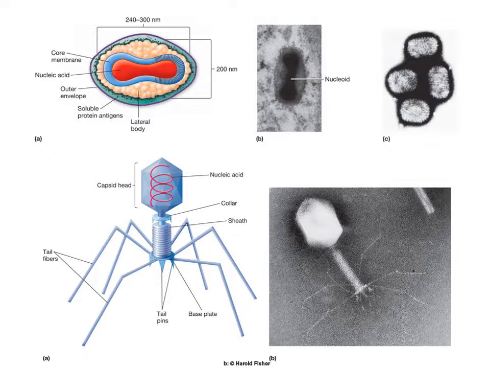In the lower panel, in both A and B, we have an example of a large bacteriophage, which is even more complex in structure. It has what's called binal symmetry. That is, it has an icosahedral head, and you can see the capsid head indicated in A. The tail is helical in structure, and the tail is connected to 6 tail fibres.